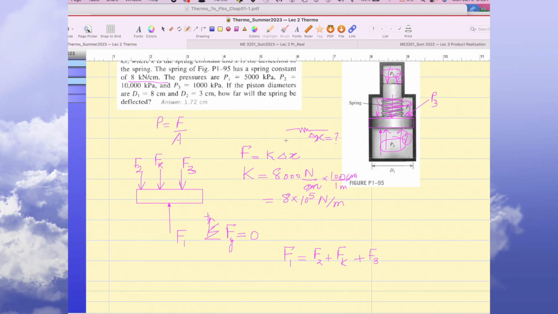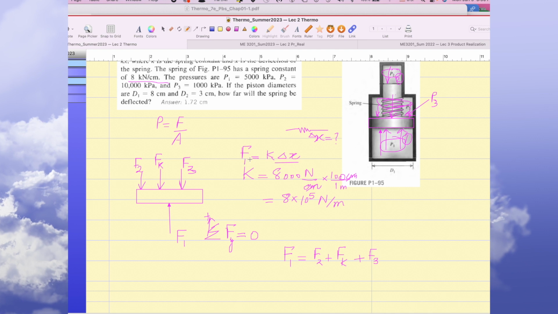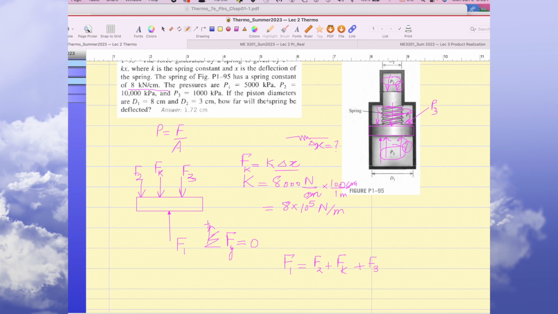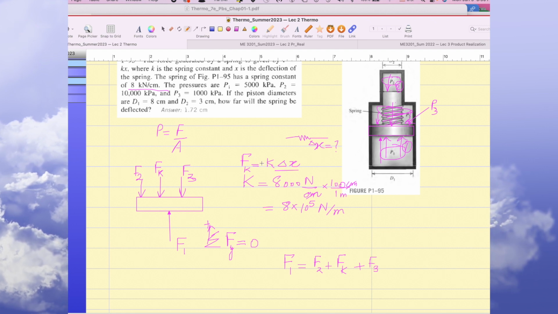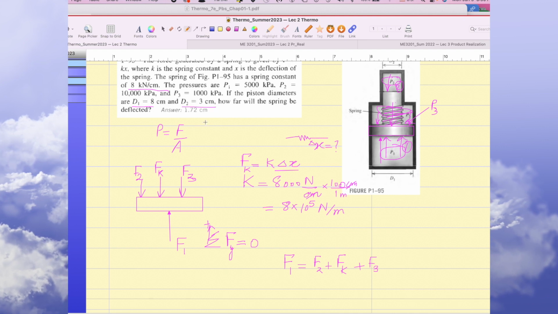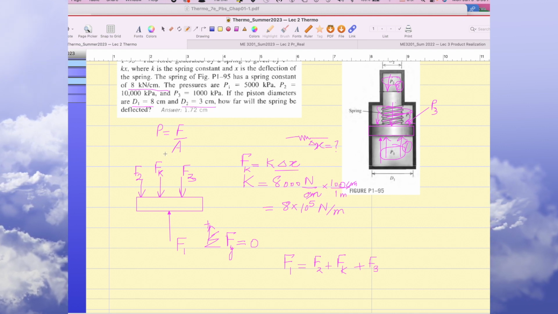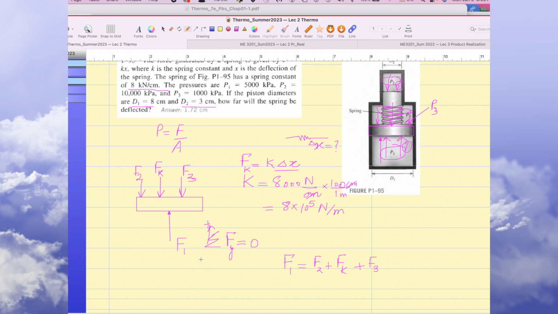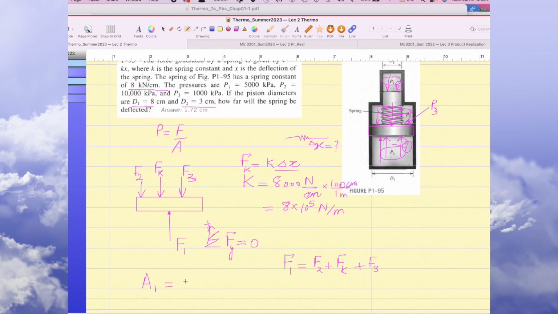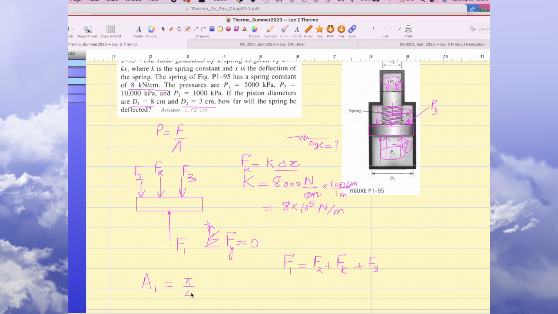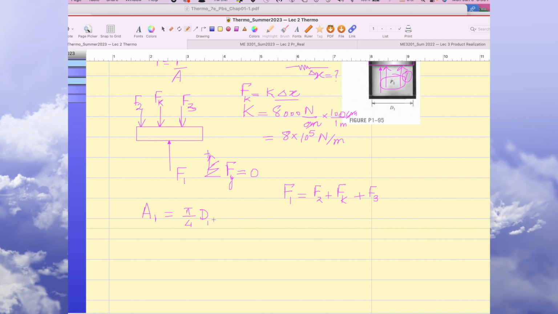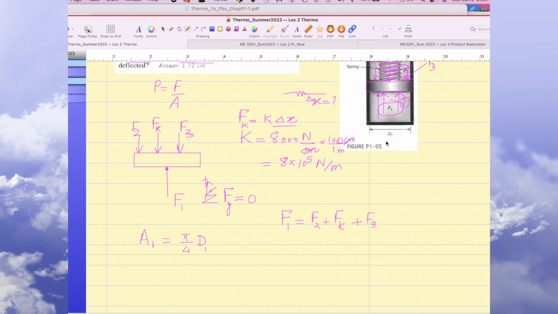And we have to find out the deflection. This is Fk. We have to find out the deflection in the spring, and the pressures are given in each pocket. The pressures and the cross-section areas are also given to us. So how can we do this? Now we need to find out the cross-section area. It is pi by 4 d1 square.